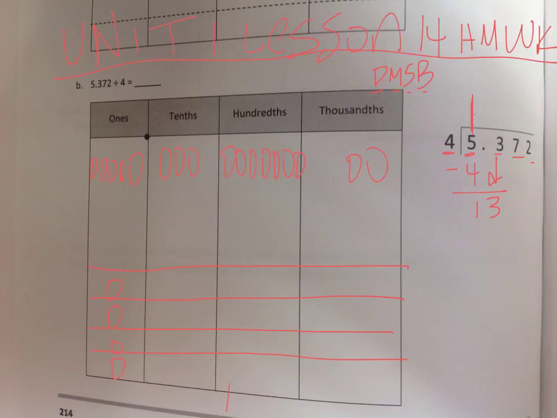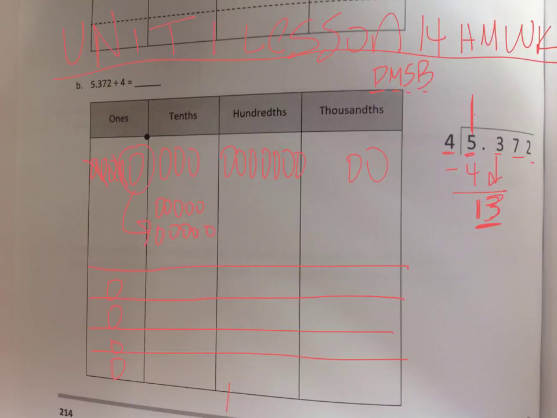I've divided into 4 of these, and I have this 1 left over. So since this number right here is 13, I need to take that 1 and make it 10 tenths. So I need to put 10 discs in the tenths place. So there's a total of 13 discs to match this 13 in my long division problem. Okay? Now I start the process all over again with these 4 steps.